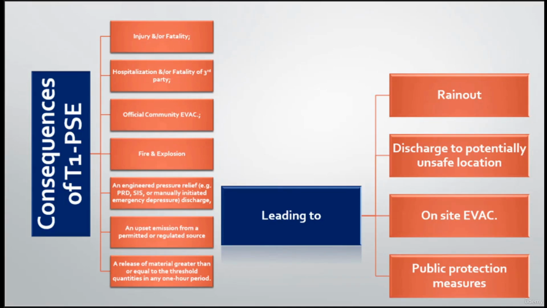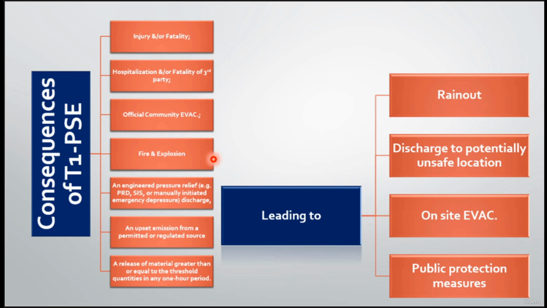So what are the consequences of a Tier 1 process safety event? Or in other words, what are the consequences relevant to the loss of primary containment with the greatest consequence? We need to know now what are the consequences. The first one will be injury and or fatality, and this injury or fatality could happen to an employee or a contractor or a subcontractor. Number two will be the hospitalization and or fatality of a third party. Number three will be the official community evacuation, including all the precautionary actions that will follow.